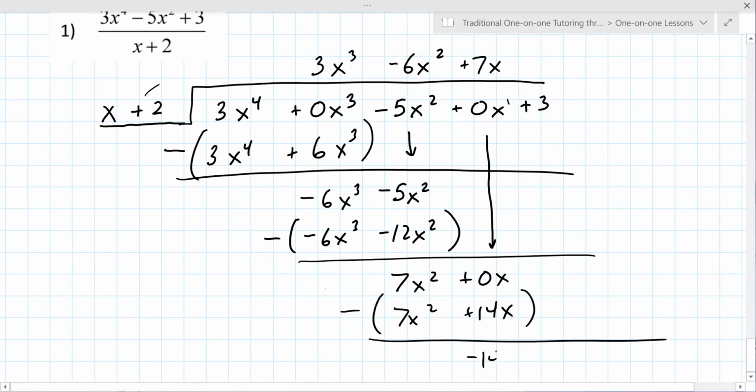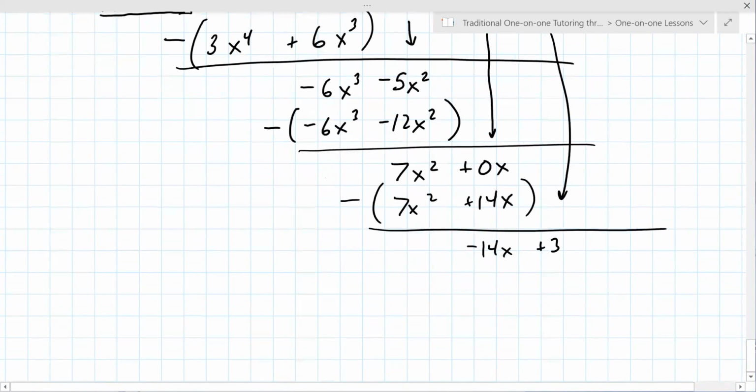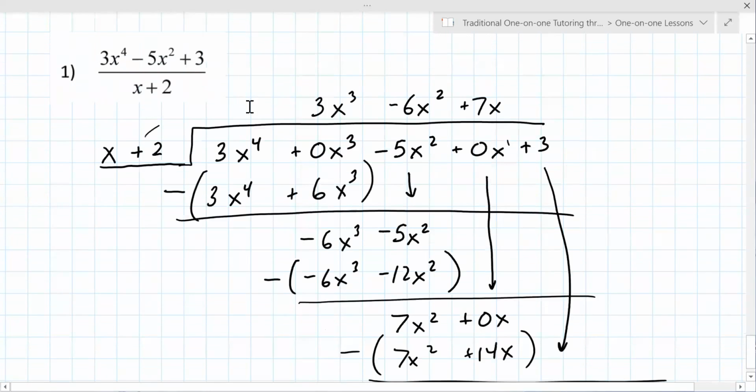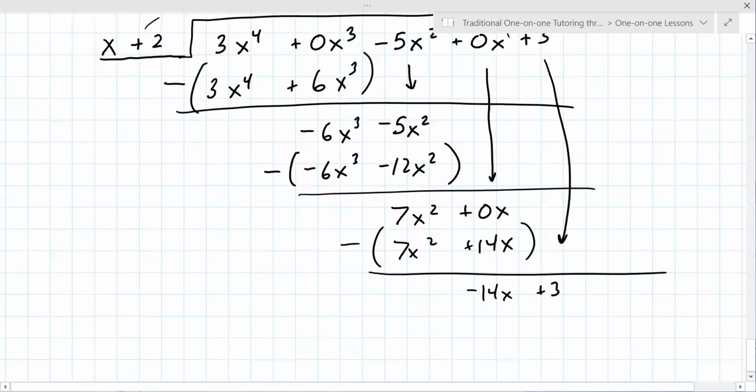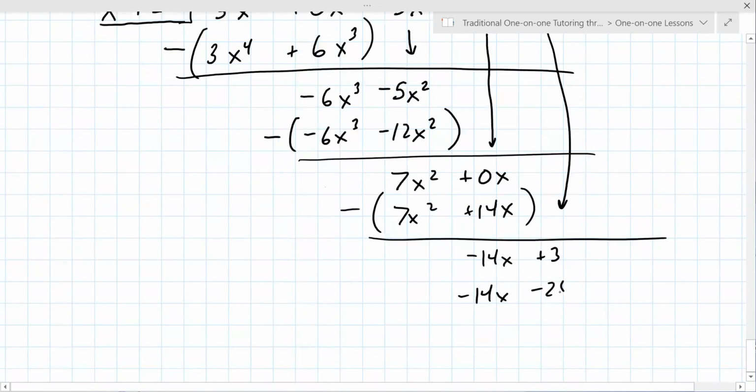So this one gives you minus 14x. You bring the 3 down, plus 3. Oops, almost ran out of room. To get to minus 14x, it's minus 14. And that gets you minus 14x minus 28. But again, you're subtracting. So minus 14x minus a minus 14x is like plus 14x. That's 0. It should always be 0. 3 minus a minus 28 gets you to 31.